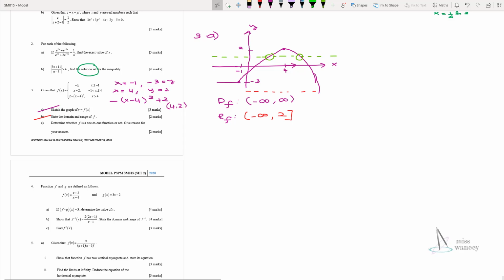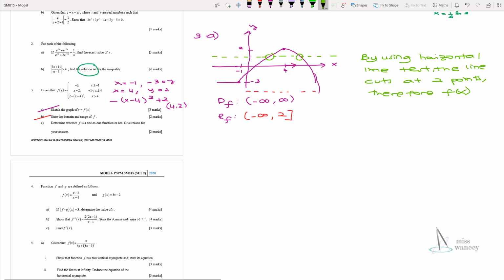Okay, so now let us write down the wording part then. Okay, so by using horizontal line test, the line cuts at 2 points. Therefore, f(x) is not a one-to-one function.